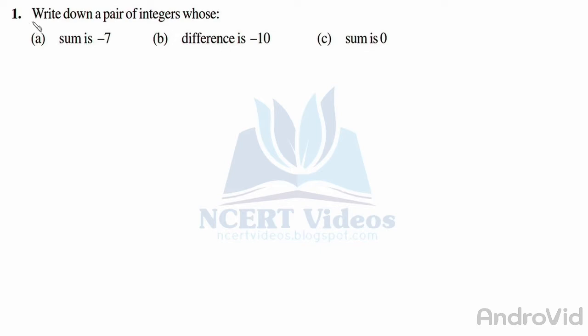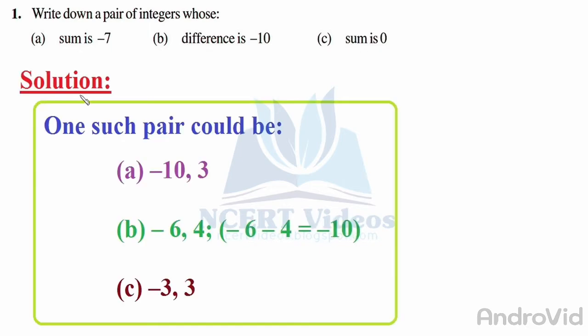Question 1. Write down a pair of integers whose a part sum is -7, b difference is -10, c sum is 0. So here is the solution. One such pair could be, if you take a as -10 and b is 3, and when you add them, what happens? Signs are different, we subtract them and sign comes of bigger number. So subtraction leads to 7 and sign comes of greater number, that was here -10.